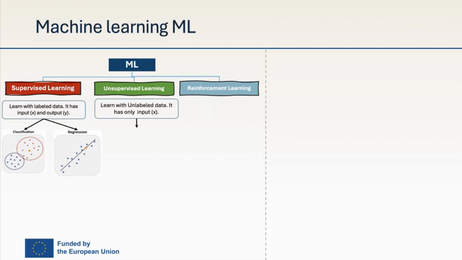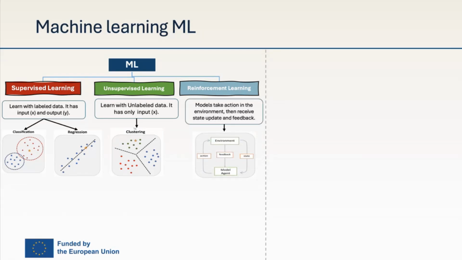Then unsupervised learning. In unsupervised learning, we could have clustering. In clustering, we try to group clients into different groups according to their similarity. Finally, reinforcement learning. In reinforcement learning, there is an agent, and this agent tries to interact with the environment. The agent will be in a specific state, then it will take a specific action, and then it will get a specific reward.